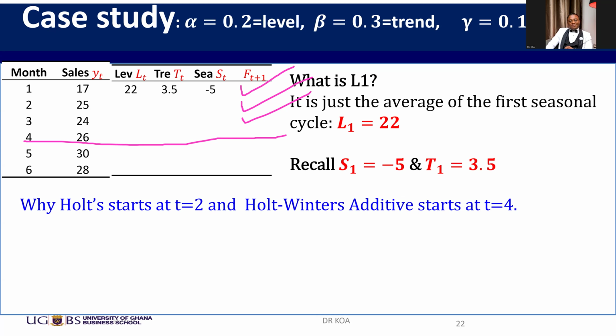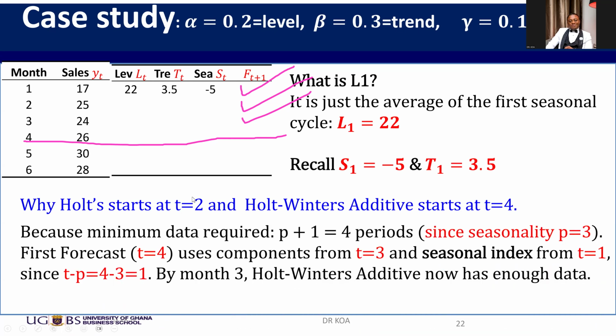Okay. So here's the reason. You've tried, at least you've said something. The minimum data needed is 4 periods. Now, why? Because you always need what we call the seasonal period, which in our case is 3. You need that plus an additional period, making 4 periods. If the seasonal period is 4, you start from period 5, because you always need 1 plus the seasonal period to start the forecast.